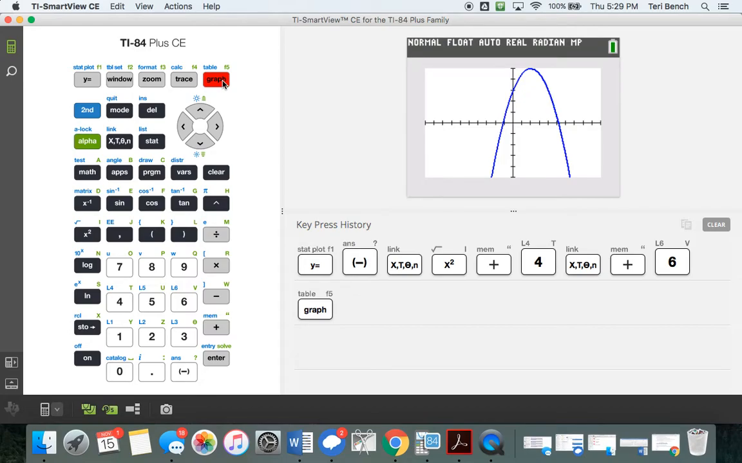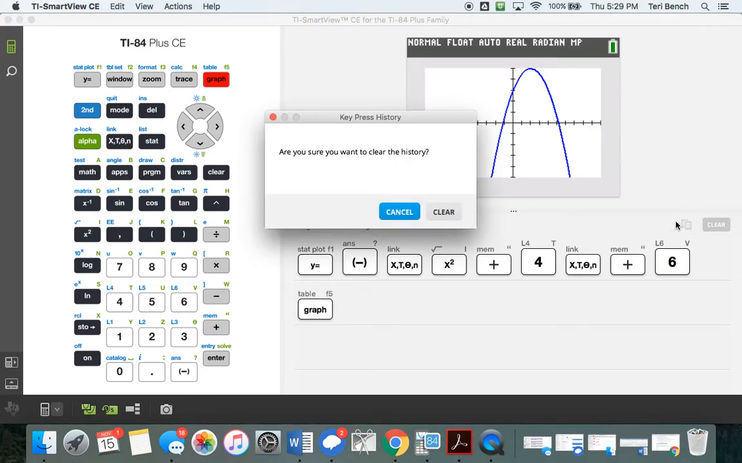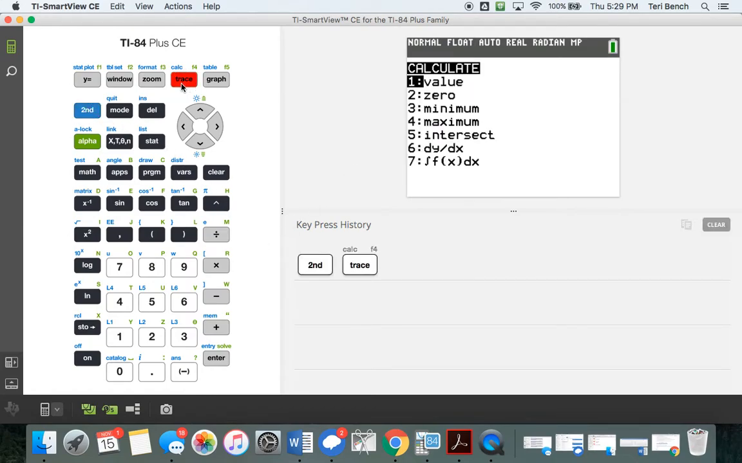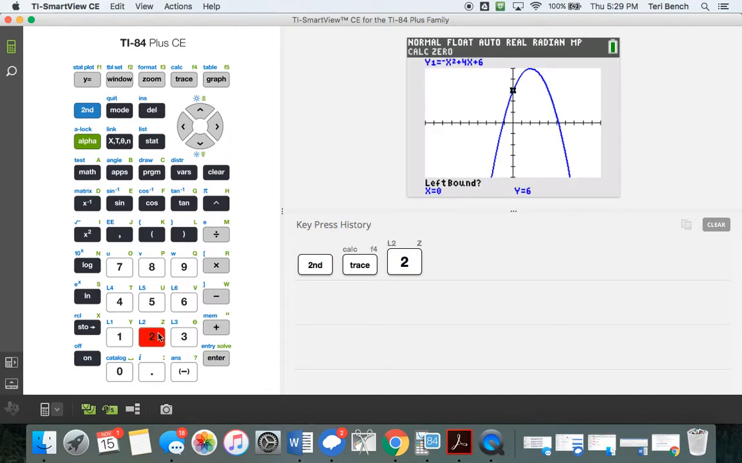So I need to find the zeros, which means I'm going to find the points where this parabola is crossing the x-axis, and there are 2 of them. To do that, we're going to say second, and then calc, and then we're going to choose 2 for zero. First we move the cursor to the left of the zero and hit enter, and then we move it to the right of the zero and hit enter.